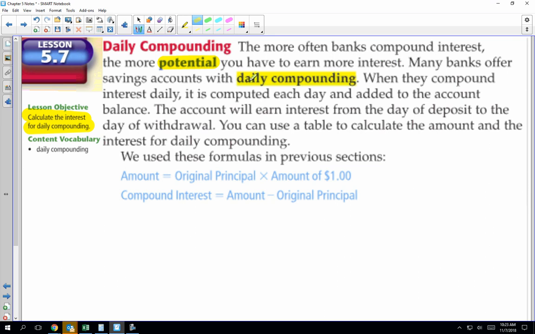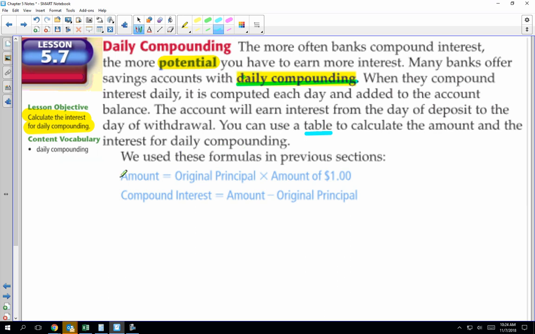Many banks offer savings accounts with daily compounding. When they compound interest daily, it is computed each day and added to the account balance. The account will earn interest from day to day, from the day of the deposit to the day of withdrawal. You can use a table, which will be nice, to calculate the amount and the interest for daily compounding.